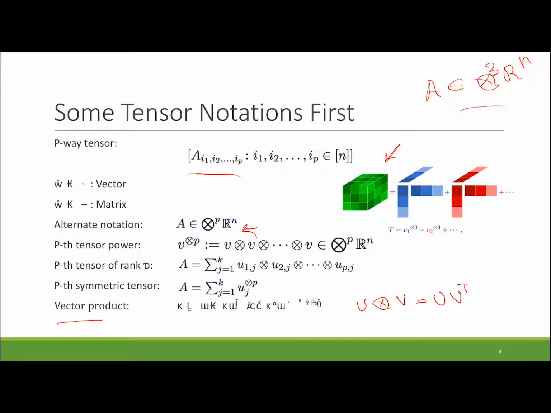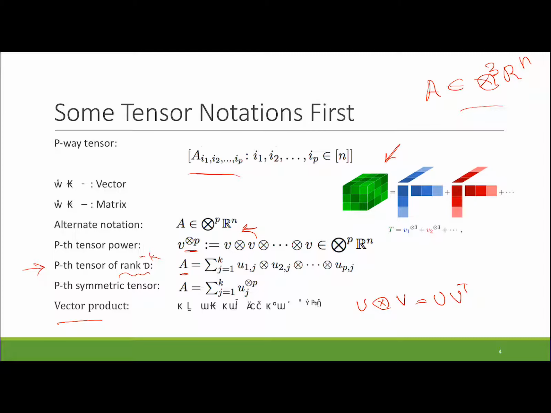We are going to show the pth tensor power with this cross p notation, which means that we are going to vector product v with itself p times, and we are going to get a p-way tensor, right? And this is the way I show a rank 1 tensor. This is 1. And rank k tensor.